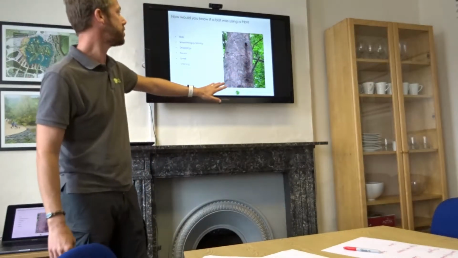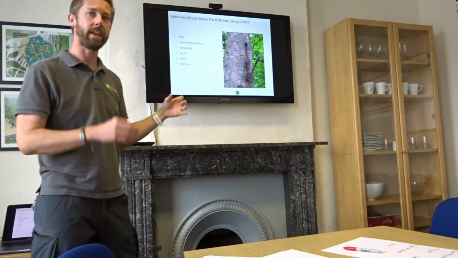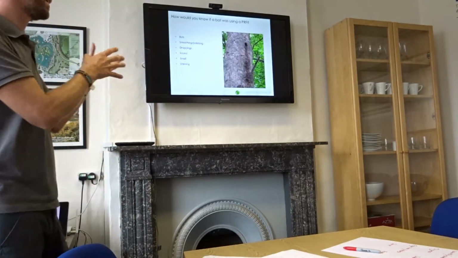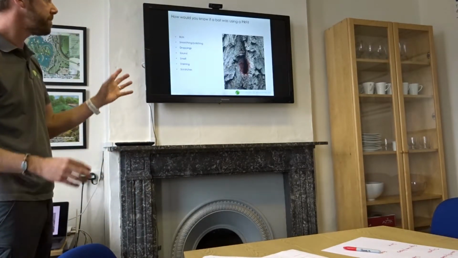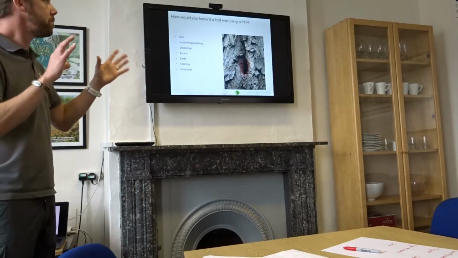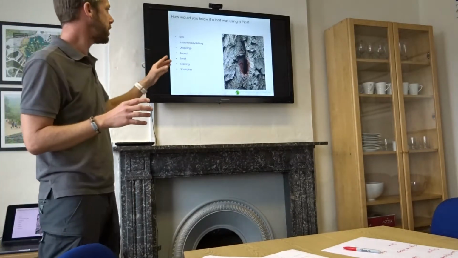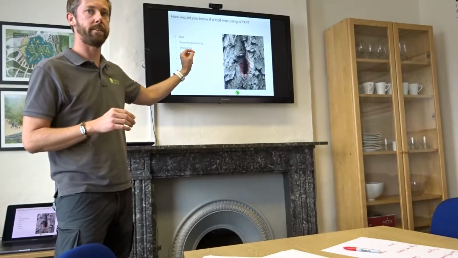This isn't actually from the bats. This is from water coming out. But you can get a little bit of staining both inside and outside the tree. Okay, and again, not massively common. You can see the scratches on the inside again.